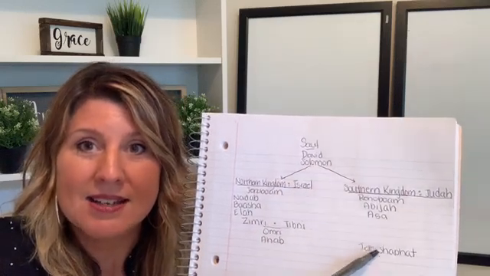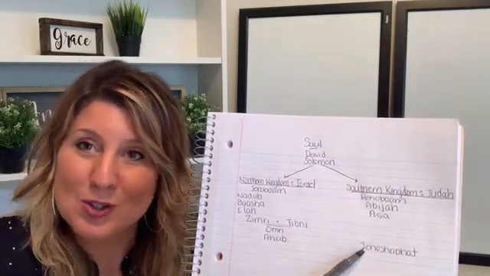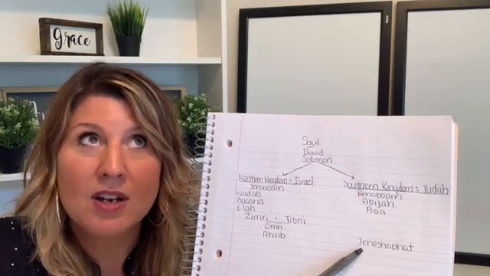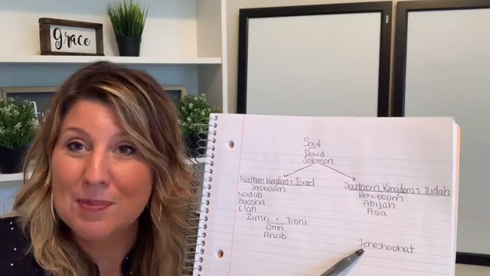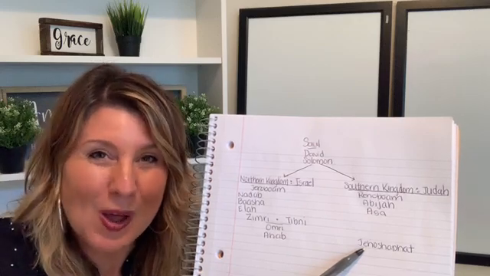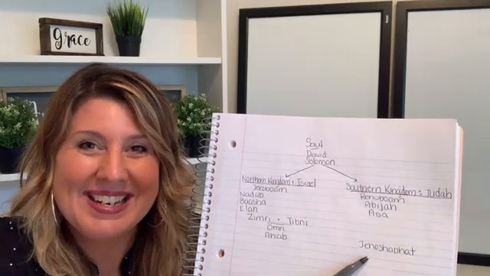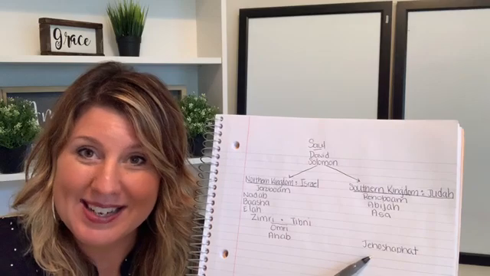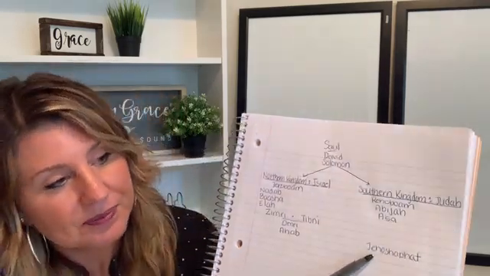Asa's son, Jehoshaphat, is described as being someone who's very devoted to the Lord. He is very intentional about teaching the people of Judah about God's law and God's instruction and following it. He pushes back against the same things that his father Asa did, and he takes it even a step farther.